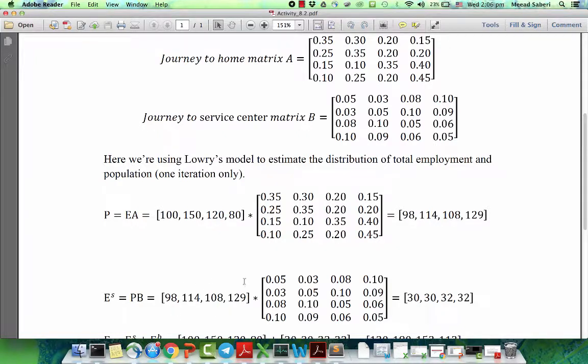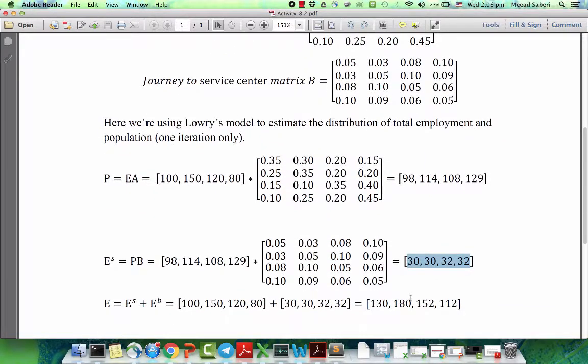So the distribution of the population will be multiplied by the accessibility matrix B, so we get the distribution of the service jobs in the city. In the last equation, we now estimate the total jobs, which is service jobs plus basic jobs. We already had the basic jobs given by the problem. We estimated the service jobs and we get the new distribution of the total employment.